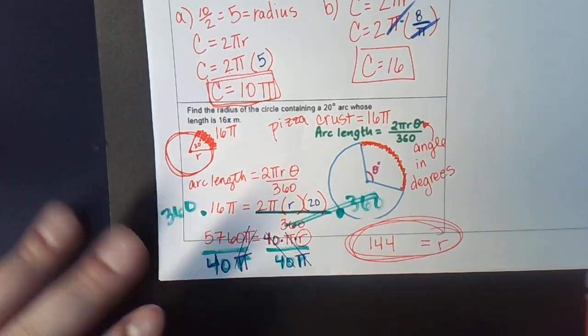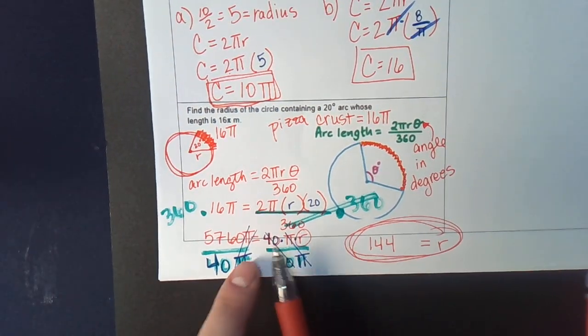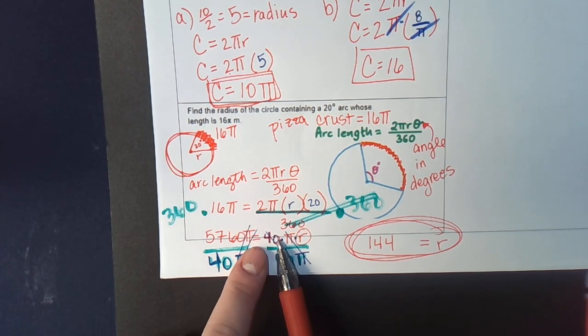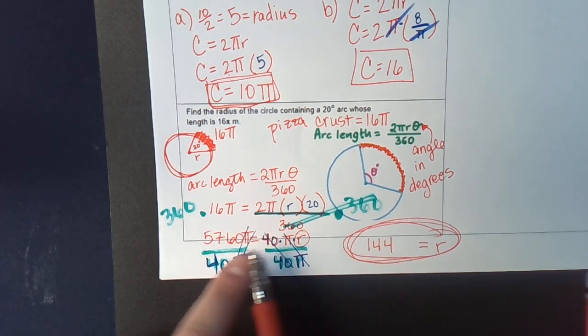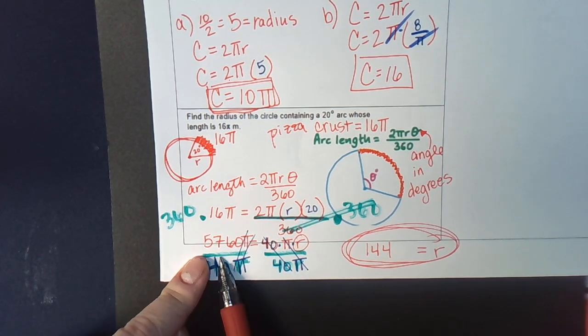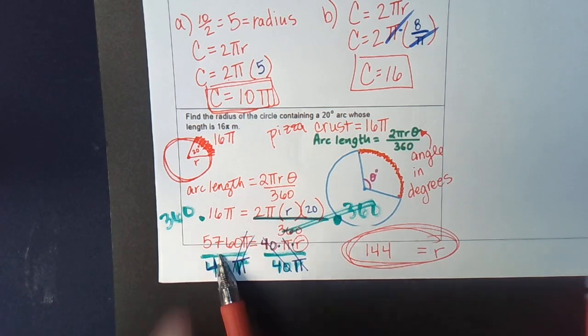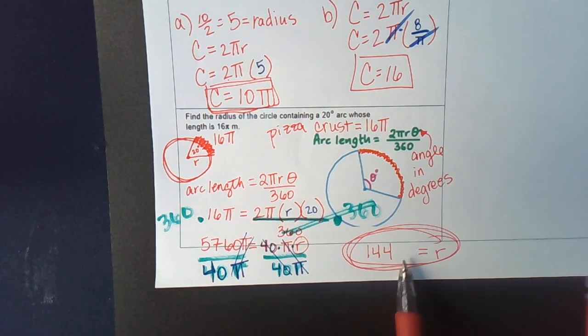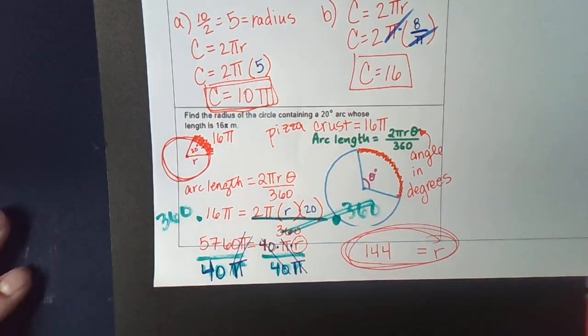So, to get that r by itself, we divide it by the 40 and the pi. And when that happens, on the left, the pi's cancel out too. And we just have to divide the big fat numbers to get the radius of 144. Woo! Okay, last one.